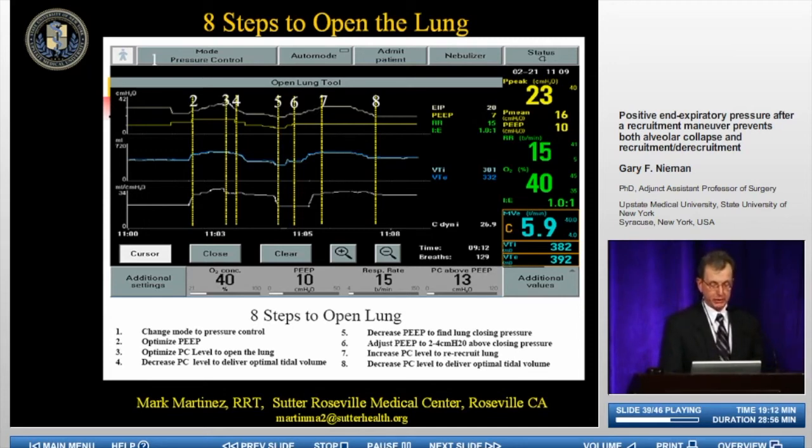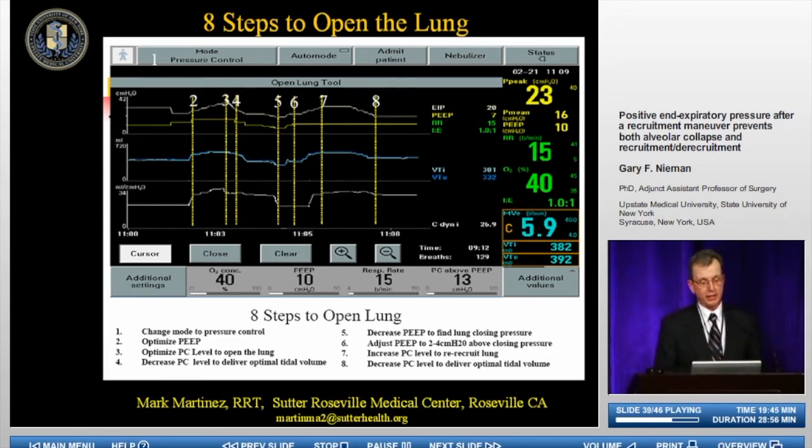Initially, you change the mode to pressure control, you optimize PEEP, and optimize the pressure control level to open the lung, your recruiting maneuver. Decrease PEEP to deliver your optimal tidal volume, your low tidal volume ARDSnet ventilation. Decrease PEEP to find the closing pressure, again the decremental PEEP until you see changes in your compliance and your end-tidal CO2. And then you do another recruitment maneuver, adjust PEEP to 2 to 4 centimeters above the closing pressure, re-recruit the lung, and then you ventilate optimally with your low tidal volume and a fully recruited lung.